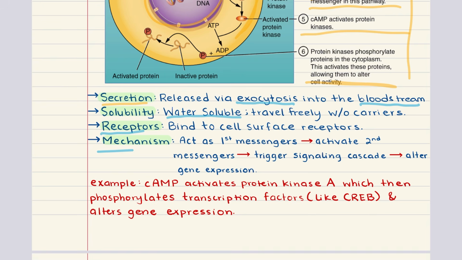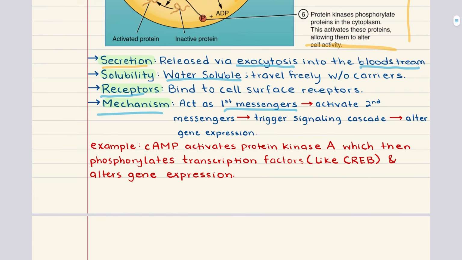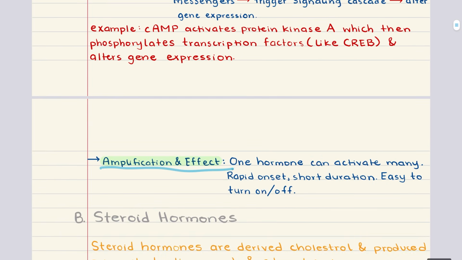And their mechanism of action is that they act as first messengers, and they trigger the production of secondary messengers, which then initiate a signaling cascade that ultimately changes cell behavior. Now, finally, let's talk about the effect and timing of peptide hormones. One of the advantages of this type of signaling is amplification. So a single hormone molecule can activate many secondary messengers, which then activate many enzymes, and that's going to result in a large and fast cellular response.